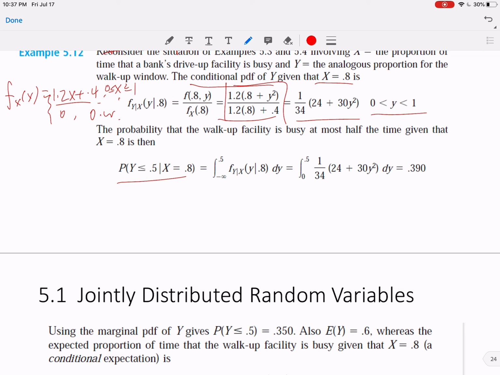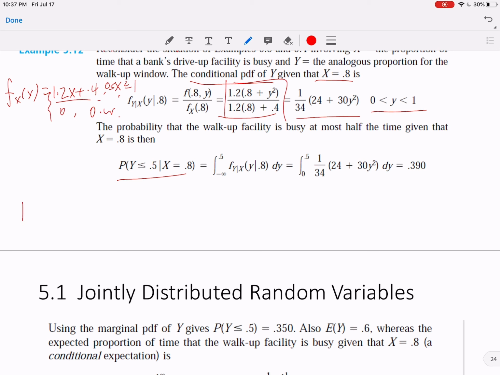So in general, if we only have one variable and we want to find the probability y is less than or equal to 0.5, what we need to do is integrate from negative infinity to 0.5 of f of y dy. That's what we usually do, right? So we just integrate the PDF over this interval here.